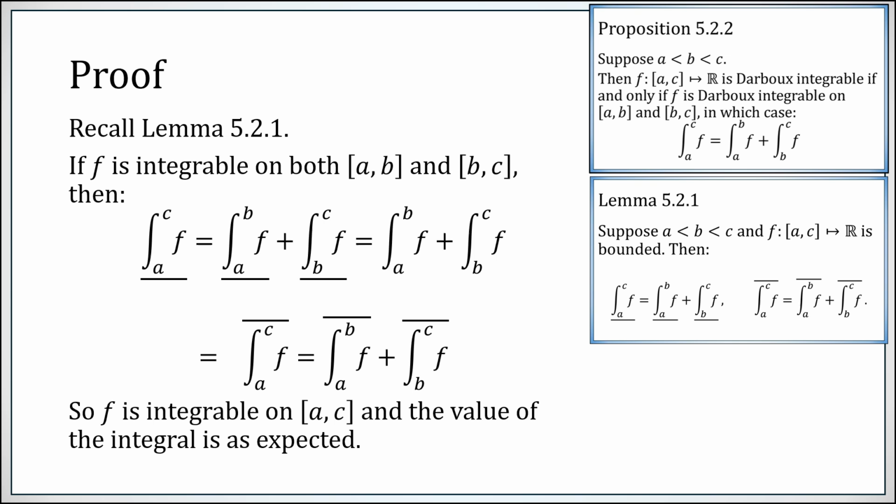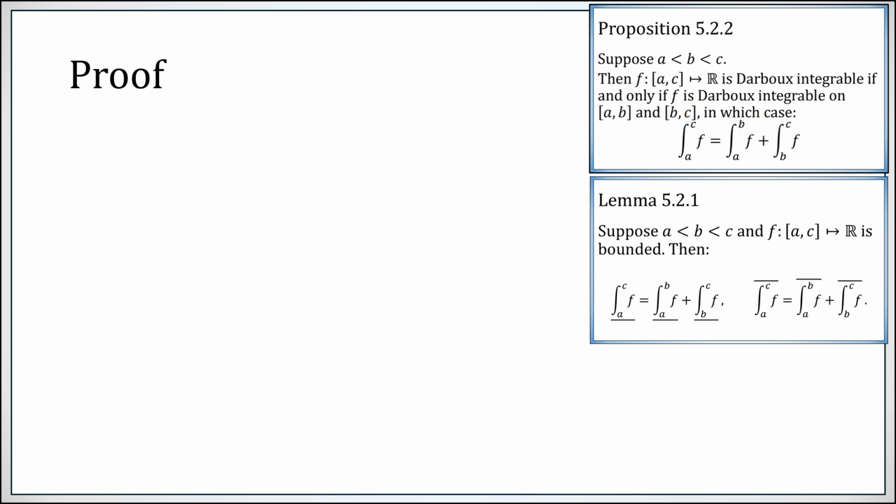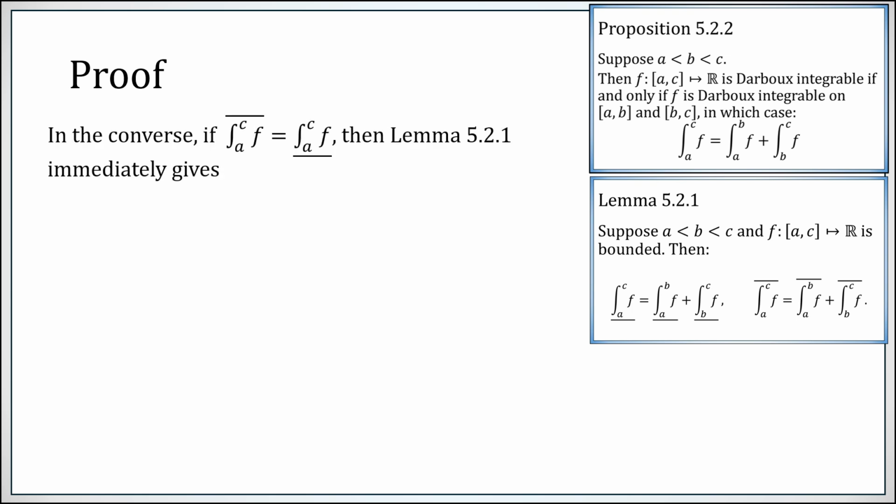That's essentially the straightforward direction of this proof. If the function is integrable on both of these smaller intervals, then I can glue together these integrals to make this one right here. Which means we have to prove the other direction.